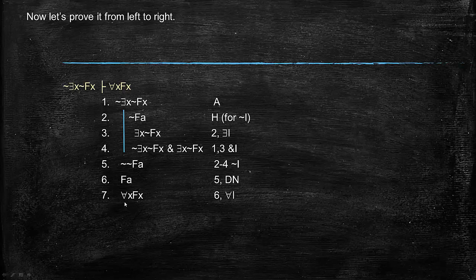Now, you'll remember, of course, that universal introduction does have restrictions on it. It's not quite as complicated in its restrictions as existential elimination, but remember, what are those restrictions? They're two of the same ones that apply to existential elimination, namely, a can't be in an assumption. There's only one assumption here. A is not in it, and it can't be in any undischarged hypothesis. Well, there is no undischarged hypothesis. We had one hypothesis, but it has already been discharged. So this is a perfectly legitimate move.